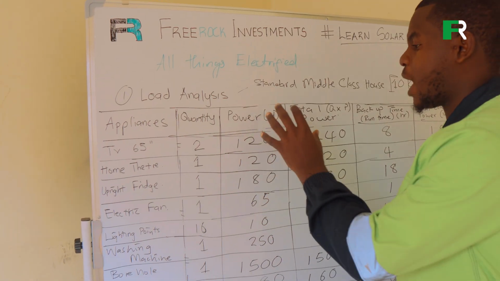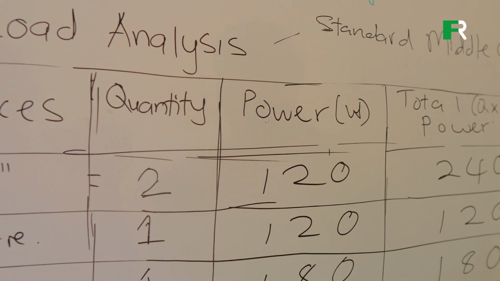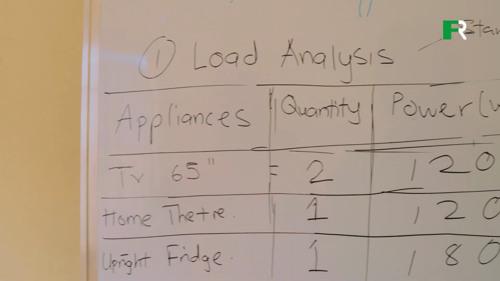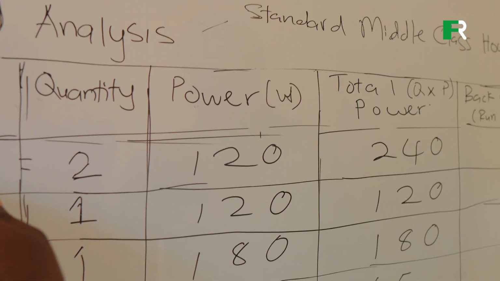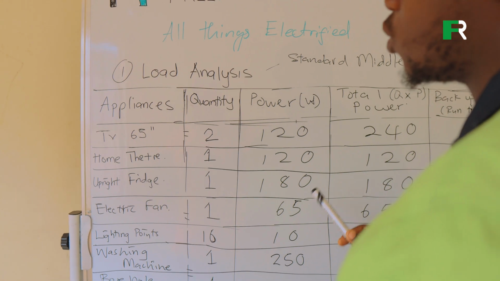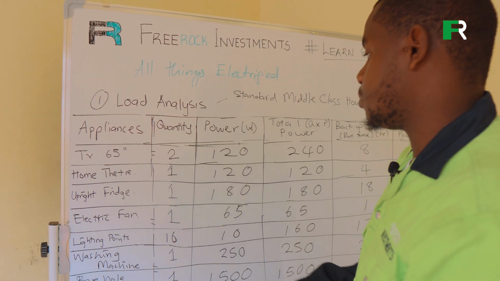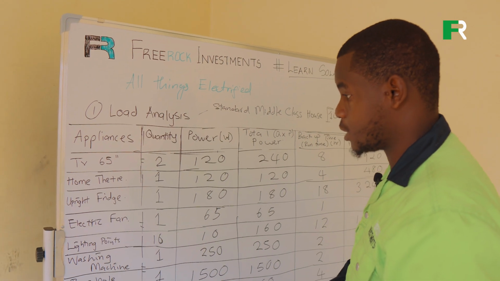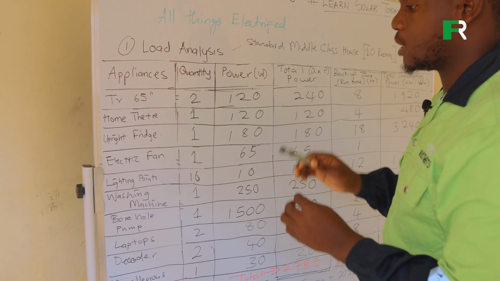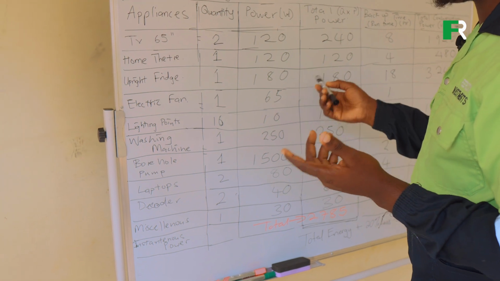Then we go on to the power demanded by these appliances. The power is 120 watts for the 65-inch TV. For the home theater, we also have 120 for the sound. Then the upright fridge is 180 watts, the electric fan is 65 watts, and our LED lights, as you know today, maybe 10 watts.